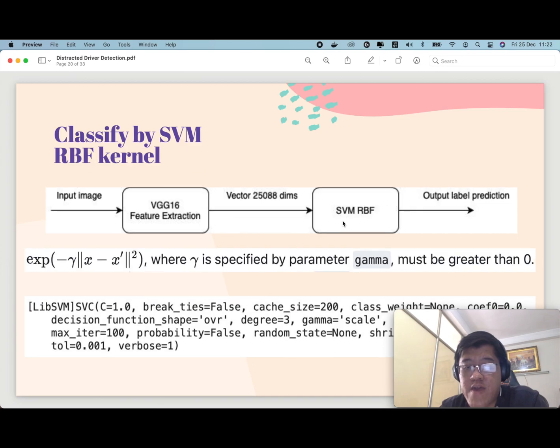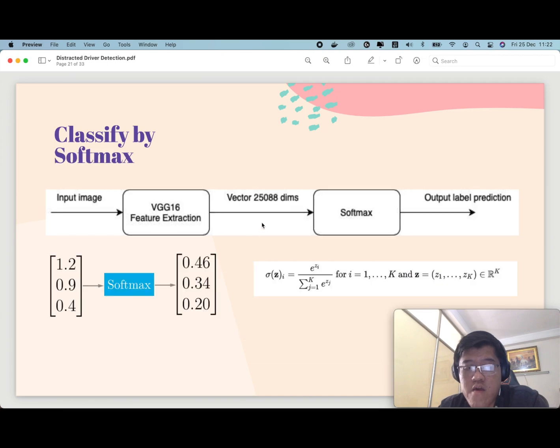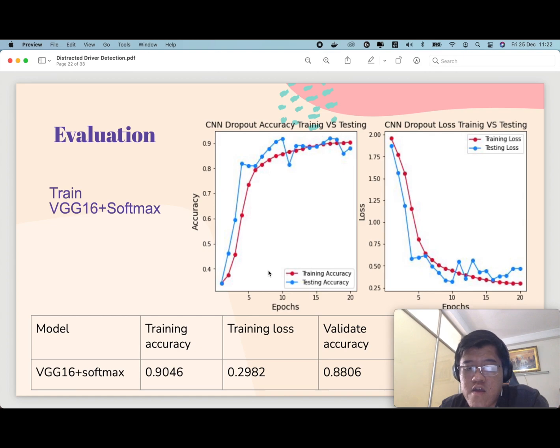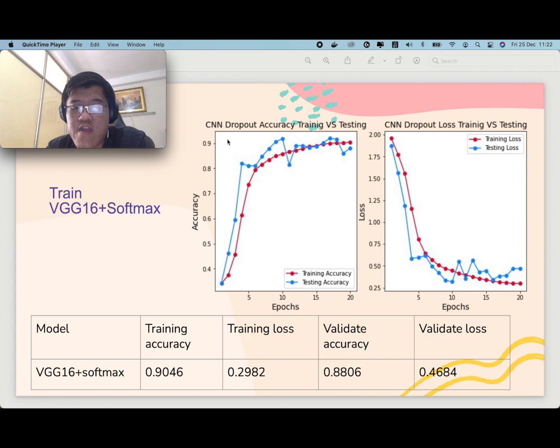The design for the RBF kernel is the same as the polynomial kernel. This is the Taylor series, the formula of the RBF kernel. This symbol is the parameter gamma, and we also train 100 iterations, and we also use softmax for classification. Softmax will transform the vector into a probability distribution vector. This is the formula of softmax. And why is softmax here? We use softmax as the classification layer for training VGG16, so we keep using softmax for classification.